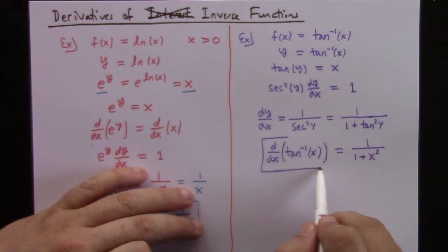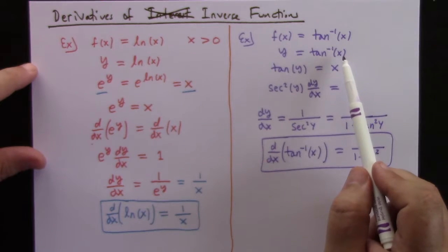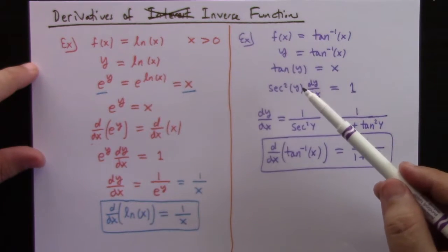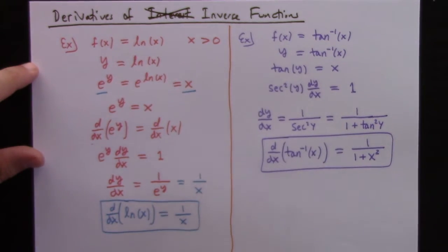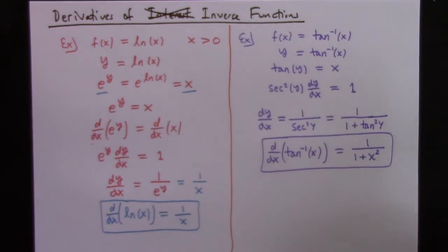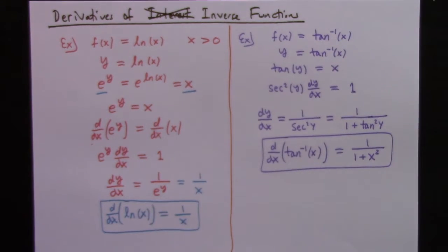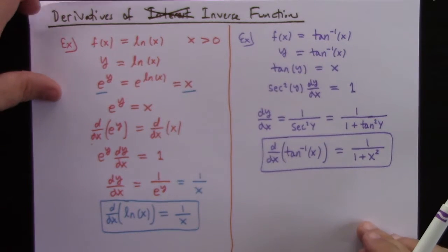So that's how we can work out the derivative of an inverse function. Basically what you do is you say y equals the unknown, the function whose derivative you don't know. You use the inverse function, in this case tangent, in this case exponential, that converts it to an expression where you know the derivatives. And so you can figure out what the derivative of the inverse function is.